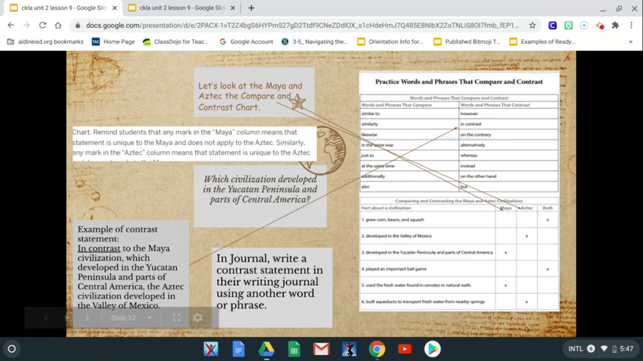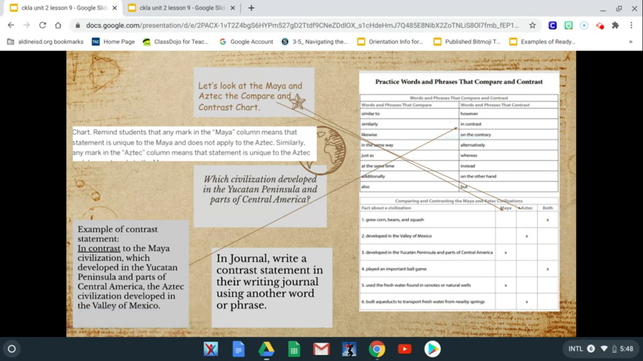So, in your journal, on the last slide, I had you write a compare statement. Well, this time I want you to practice writing in your journal a contrast statement. Instead of looking in the first column that says words and phrases that compare, you're going to look at this area where it says words and phrases that contrast. So you're going to use either however, in contrast, on the contrary, alternatively, whereas, instead, on the other hand, or but.